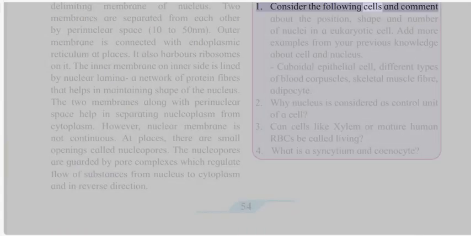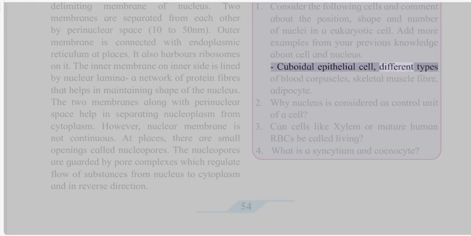1. Consider the following cells and comment about the position, shape and number of nuclei in a eukaryotic cell. Add more examples from your previous knowledge about cells and nucleus: cuboidal epithelial cell, different types of blood corpuscles, skeletal muscle fiber, adipocyte. 2. Why is the nucleus considered the control unit of a cell? 3. Can cells like xylem or mature human RBCs be called living? 4. What is a syncytium and a coenocyte?